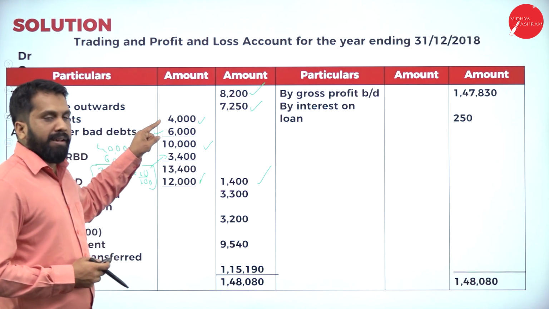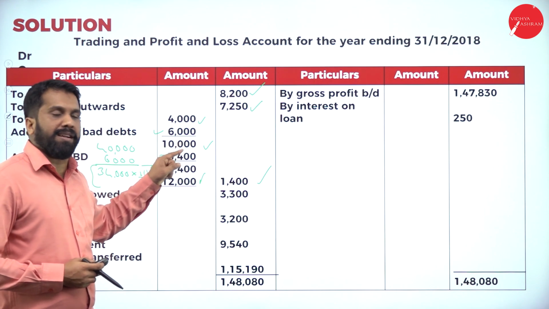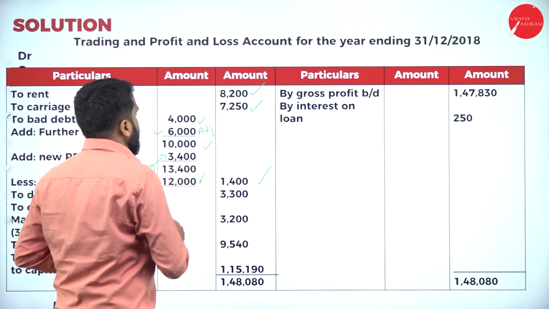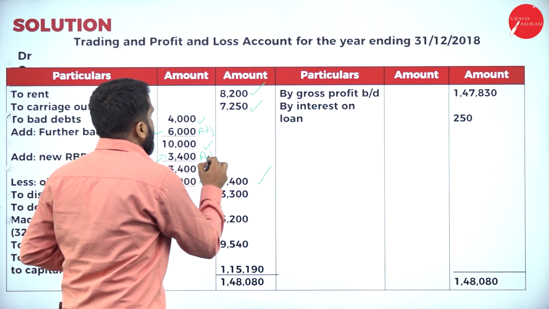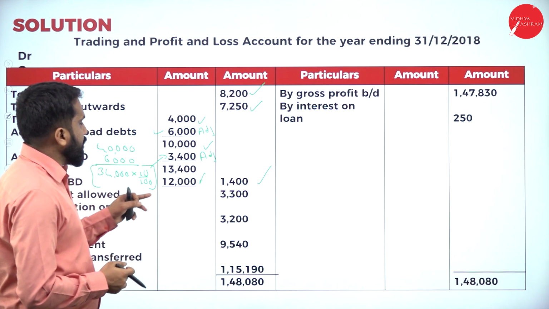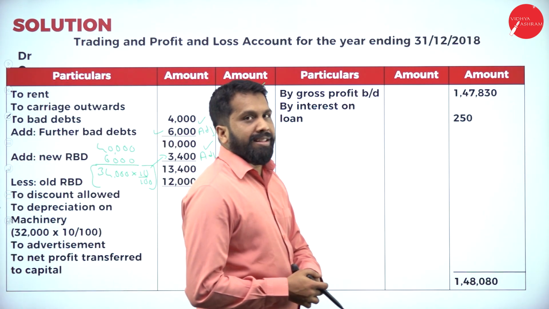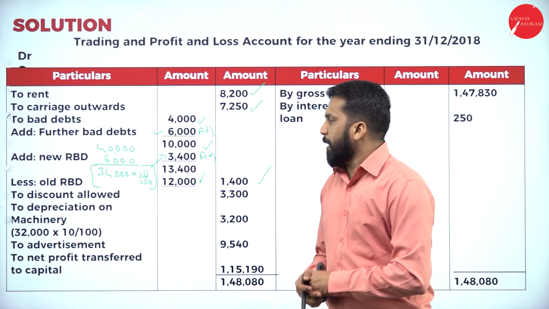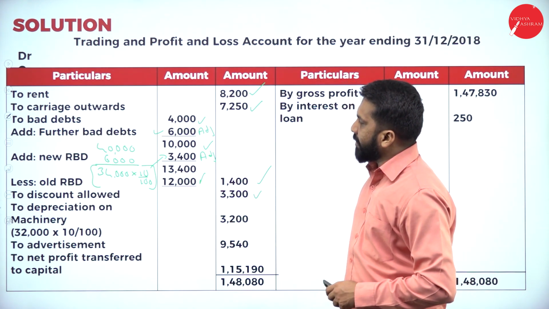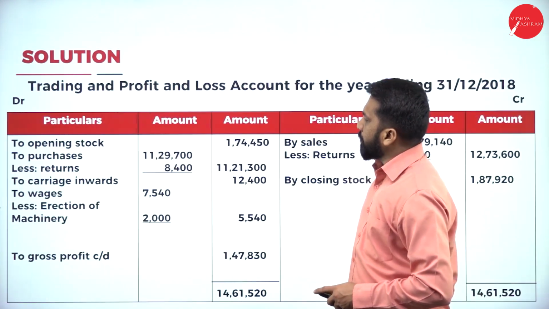Remember, opening balance plus addition as per adjustment. Remember, this is given in adjustment. This is also given in adjustment. Add, minus as well as minus, you will get the final answer, 1,400. Now, once it is done, discount allowed directly, depreciation on machinery.